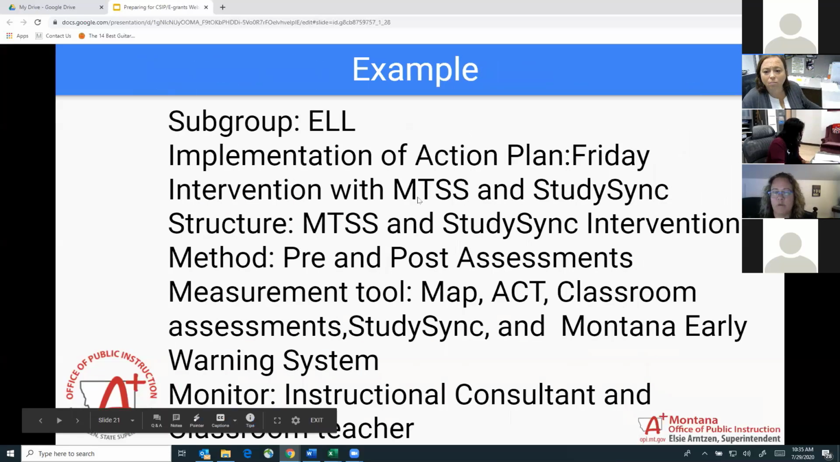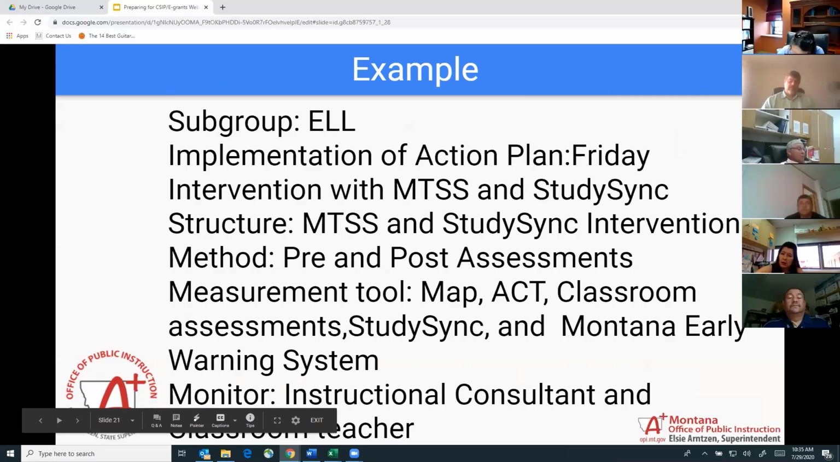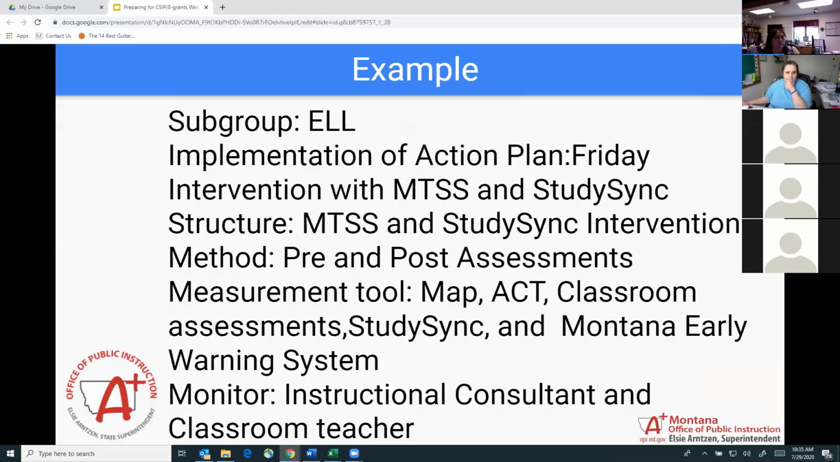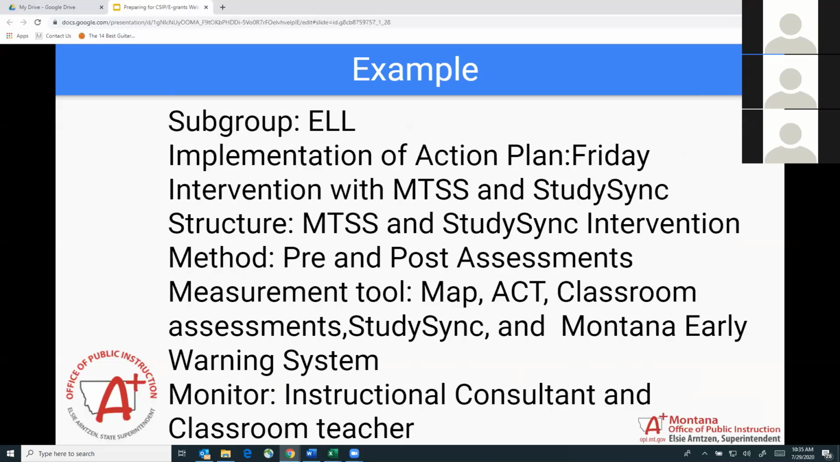So again, this is sort of a bulleted list, but their subgroup was ELLs, and they were using StudySync. And so their action plan was that they were going to use a Friday intervention with their multiple tiers of support and StudySync. And they were going to use pre and post assessments to help guide their instruction. Their measurement tools they were going to use, they have lots of different points for data. And their person in charge of monitoring this was their instructional consultant and the classroom teacher.